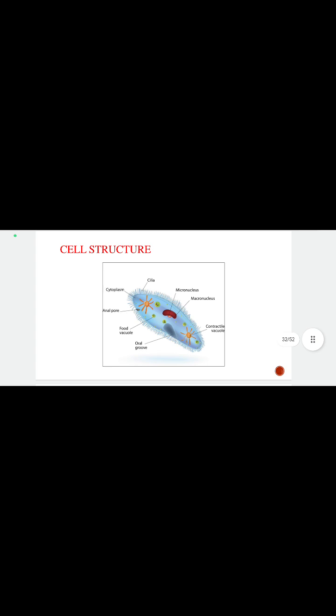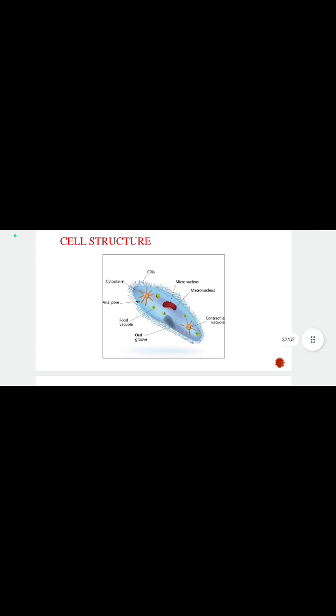They have a contractile vacuole. The contractile vacuole is used for osmoregulation. That means to collect and pump excess water out of the cell. That is the use of the contractile vacuole. Others are cilia, cytoplasm, anal pore, food vacuole, oral groove, micronucleus and macronucleus.